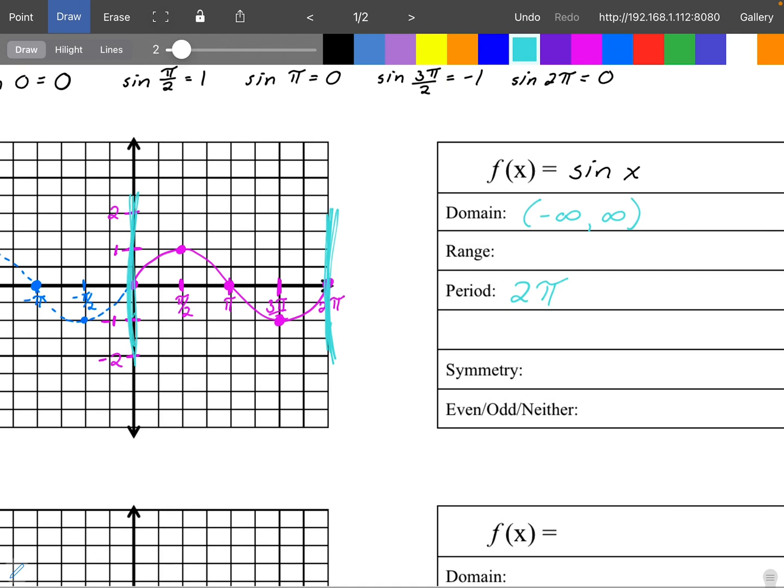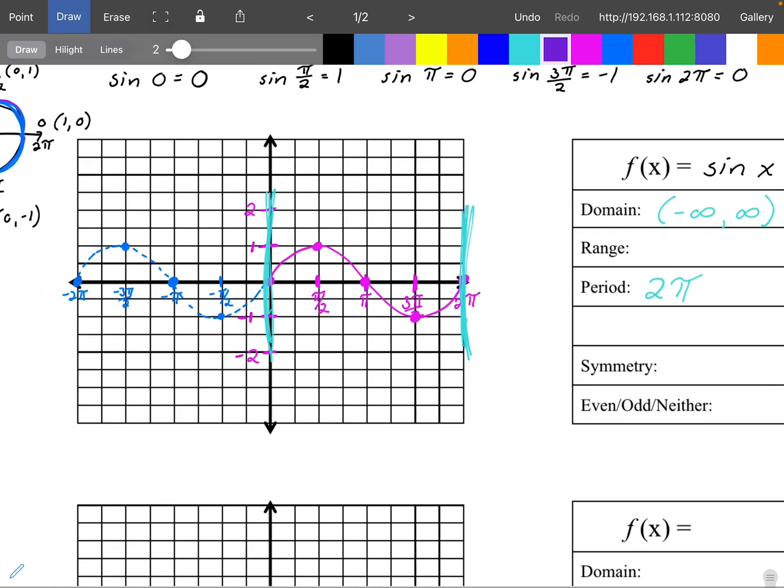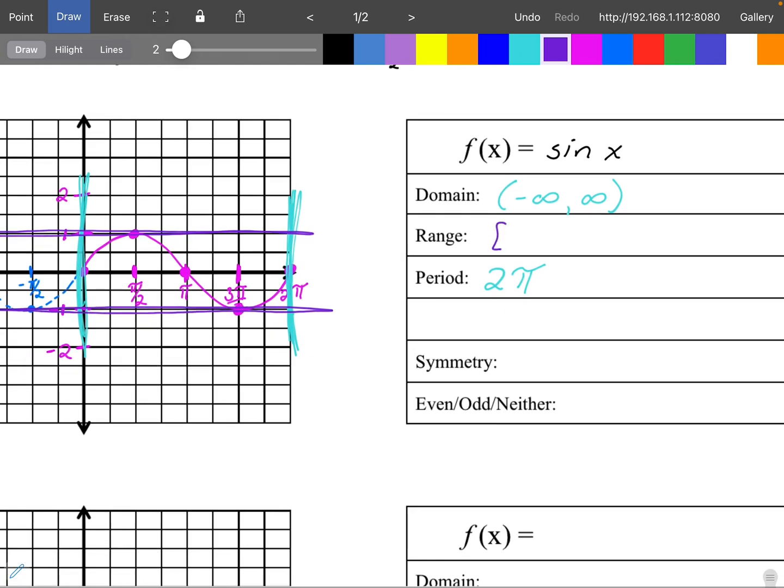Now my range is a little bit different. So look at our range. We can see that no matter which way we go or how many times we rotate, the lowest that graph is ever going to go is -1. The highest that graph is ever going to go is +1. Therefore, our range is -1 to +1, and both should have brackets because we do actually have points with those values.